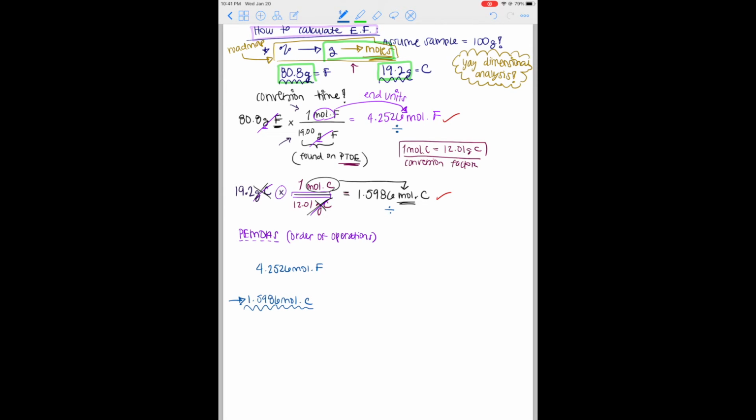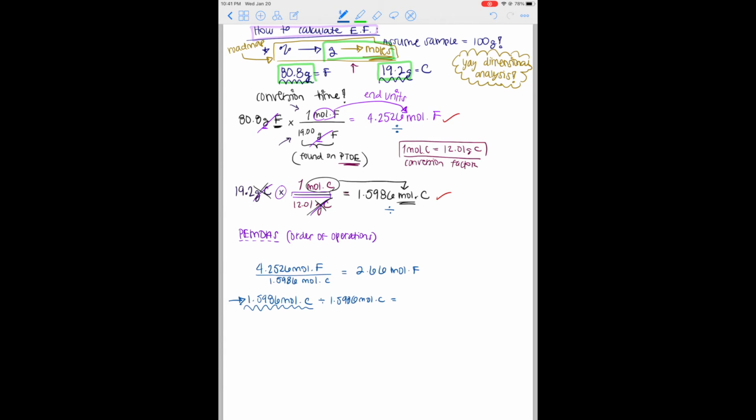We will take this value and use it to divide both values. To clarify, we will take fluorine's mole measurement and divide 4.2526 moles fluorine by carbon's measurement of 1.5986 moles of carbon, since it is a smaller value of the two. So we do 4.2526 moles of fluorine divided by 1.5986 moles of carbon, and we get 2.66 moles of fluorine.